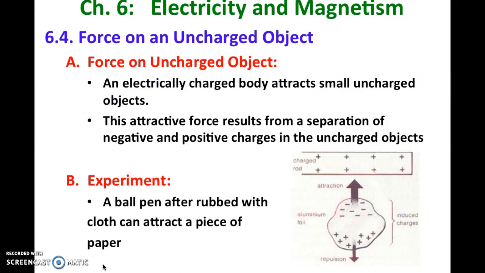A charged object can also electrically attract an uncharged object by separating the negative and the positive charges in the uncharged object. You can try an experiment by using a ball pen after rubbing it with your nylon cloth to attract a small piece of paper.